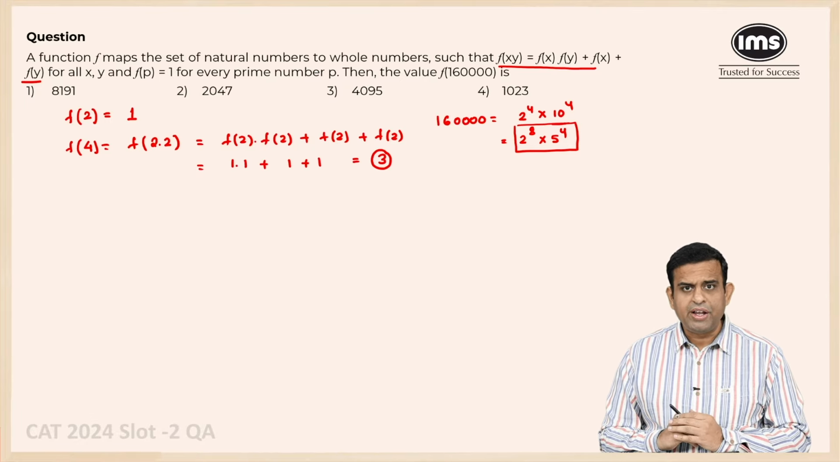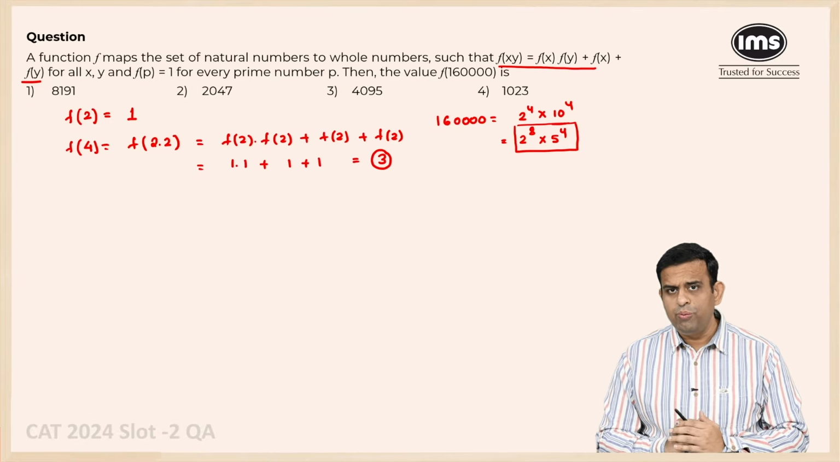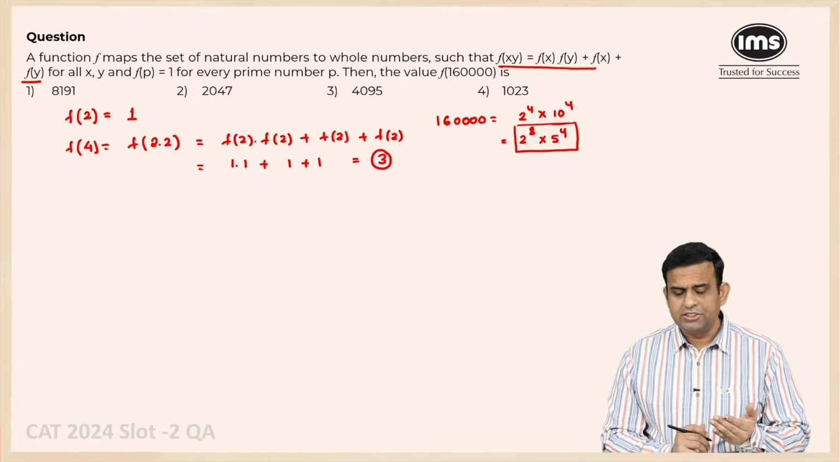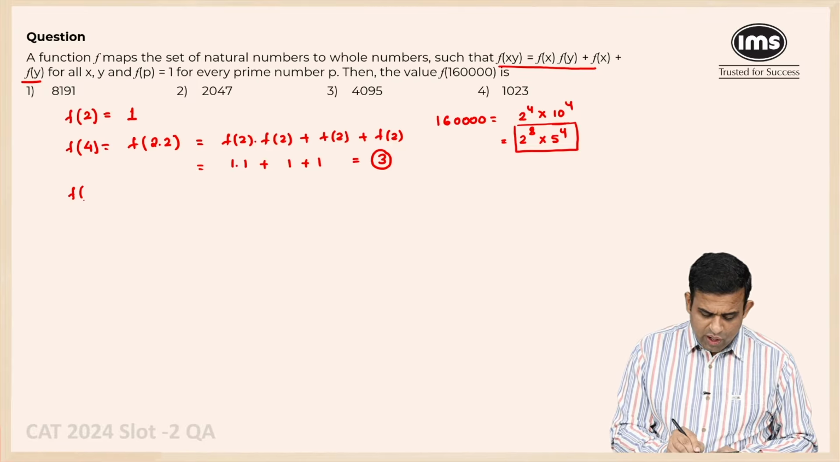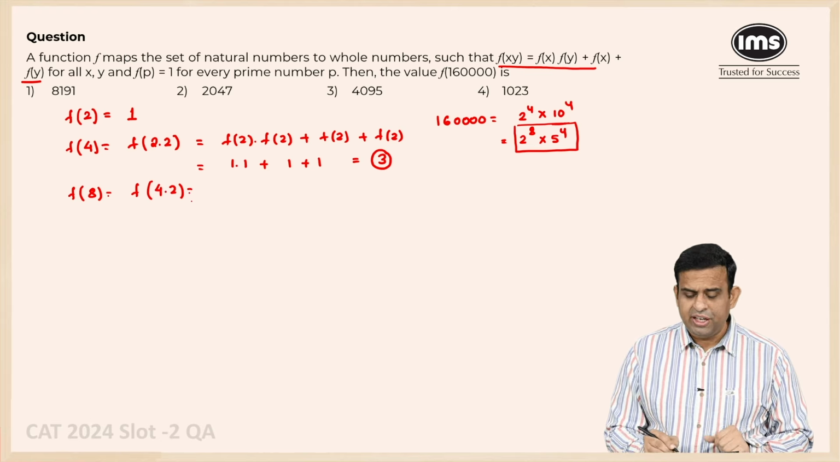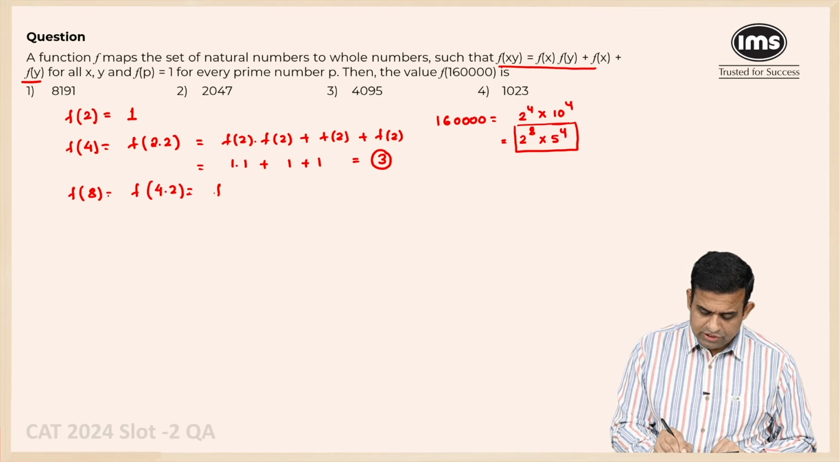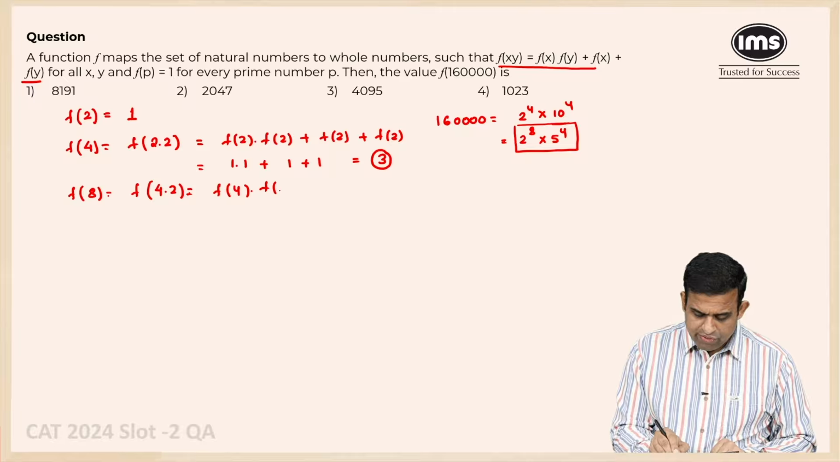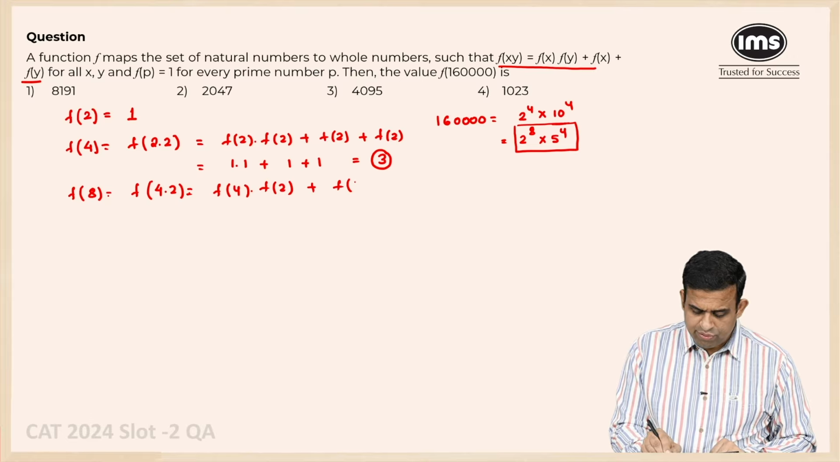So we are able to find the value of f of 4 to be equal to 3. The next thing will be to find the value of f of 8, which is f of 4 into 2. Again with the same known function given to us, f of 4 into f of 2 plus f of 4 plus f of 2.